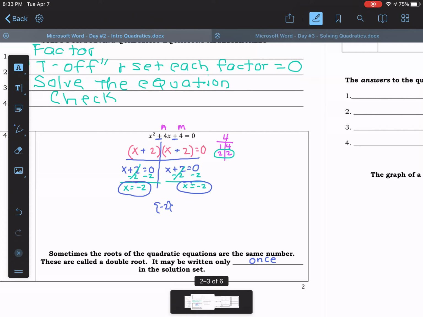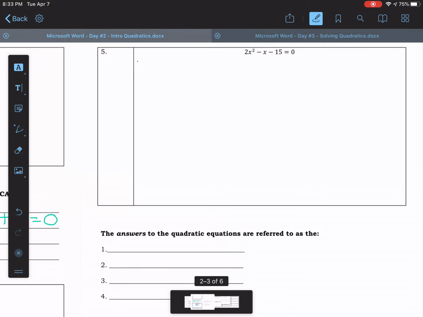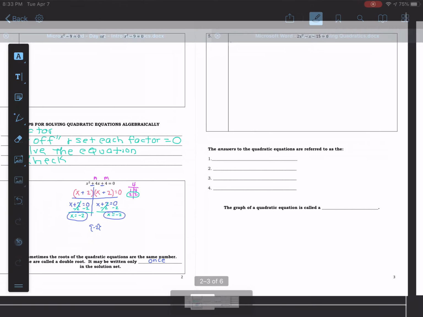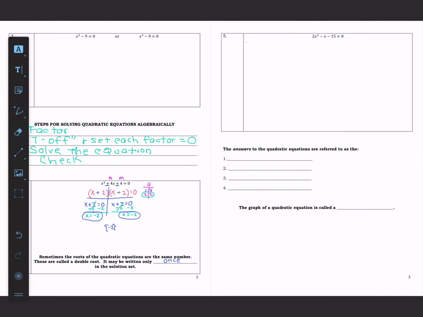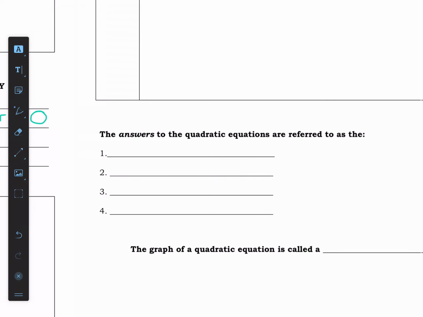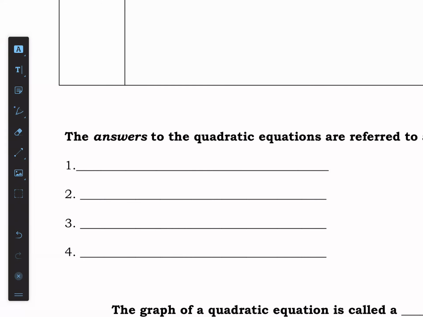Okay, let's go to the next page, and now the next question, number 5, the same thing. The only difference about number 5 is that this is a slide divide bottoms up, because you've got the 2 in front of the x squared. But again, I have all of the work on the answer key. So I want to actually go down to this middle part right here where it says the answers of the quadratic equations are referred to as. So you have actually 4 ways that a question or a problem could refer to the answers.